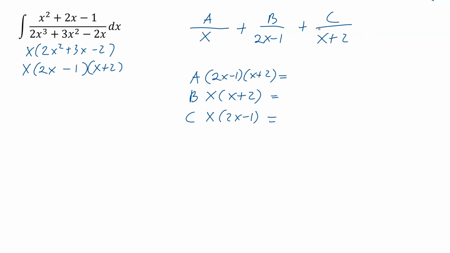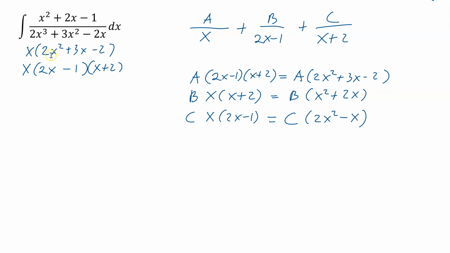So we write A, B, and C just like that, so that we can distribute these polynomials. We would end up with these two being multiplied, or we already know that that is this. So we can just put 2x squared plus 3x minus 2. And then this is a quick one, it's x squared plus 2x. And then this would be 2x squared minus x.